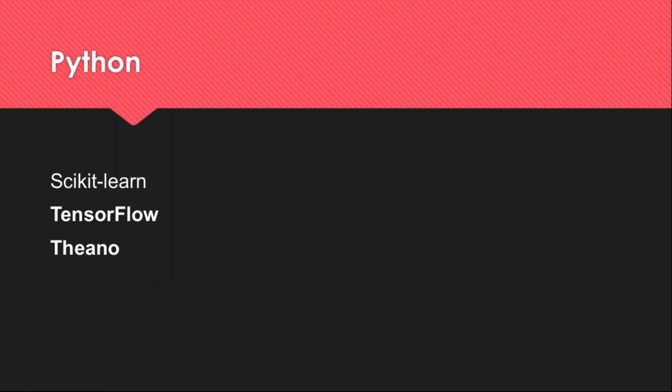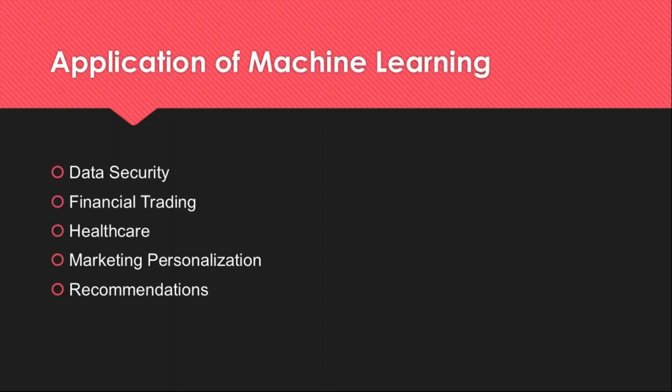Now we will use Python, and in Python we will use different libraries, like scikit-learn, TensorFlow, and Theano. There are different libraries, and by using them we can solve problems. We'll use all three libraries and try to solve different machine learning problems. Now let's talk about the applications of machine learning.